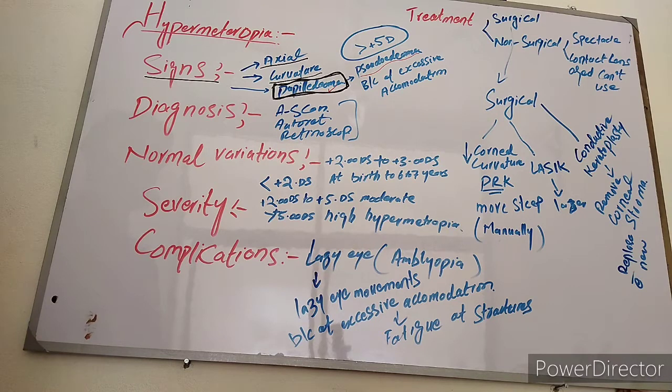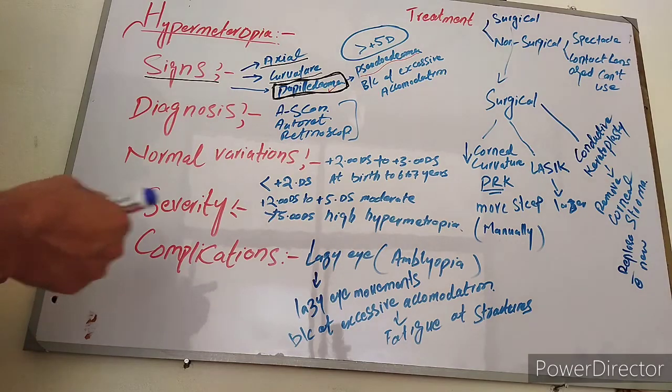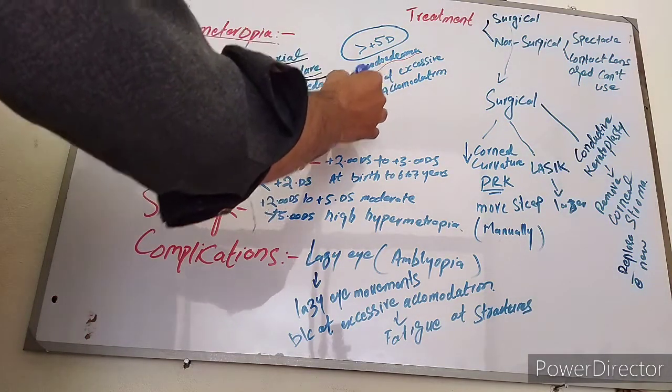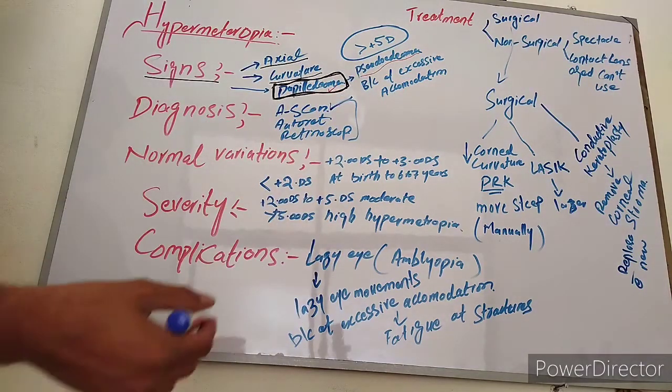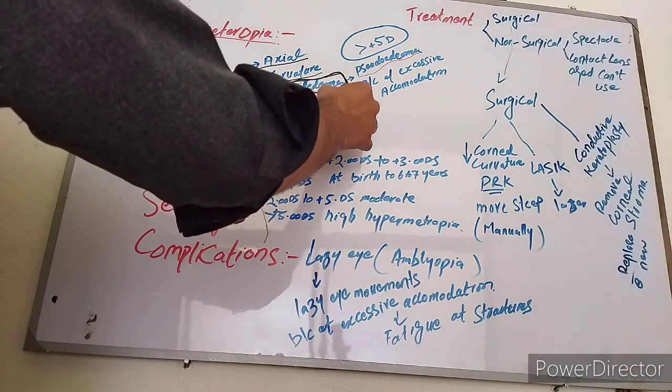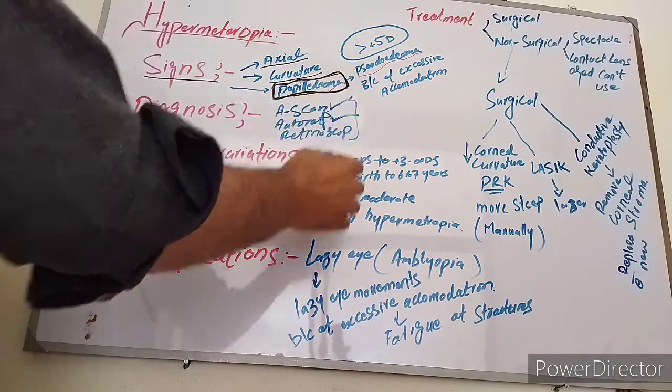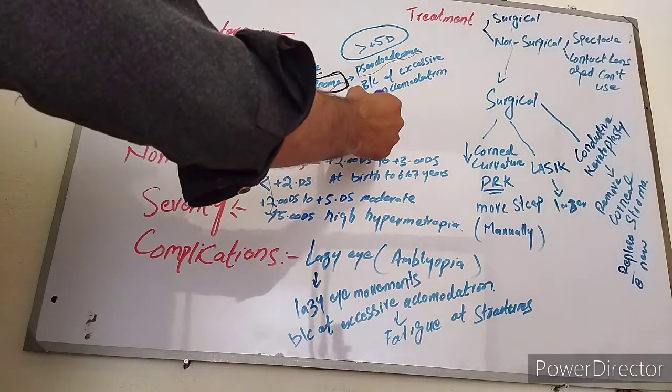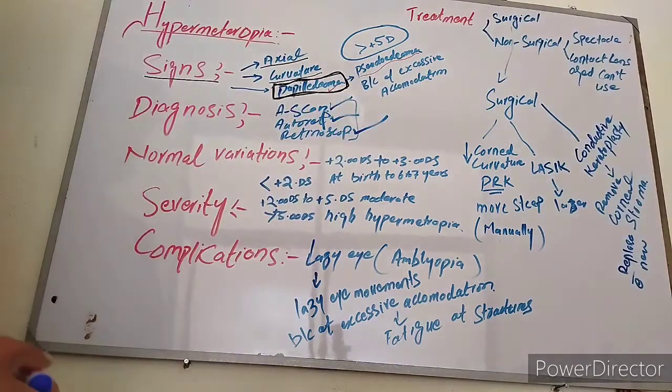Now diagnosis. How can we diagnose hypermetropia? With the help of A scan, by ultrasonography, we can diagnose hypermetropia. With the help of autoref we can diagnose hypermetropia. The most important thing to diagnose is the retinoscope. With the help of retinoscope we can diagnose hypermetropia.